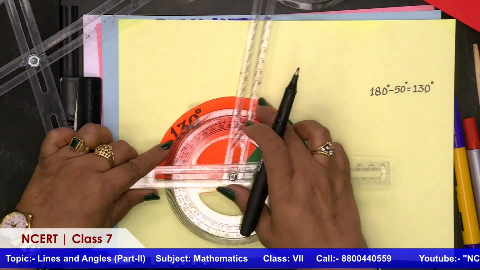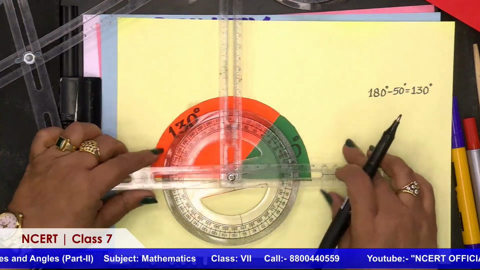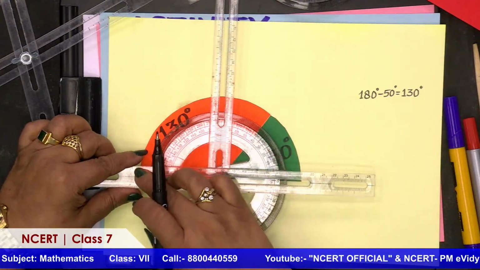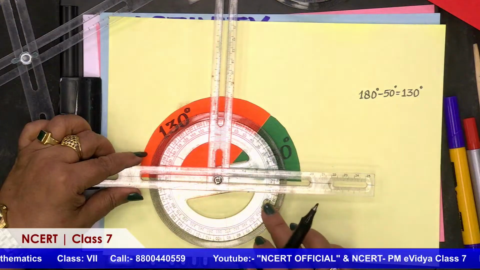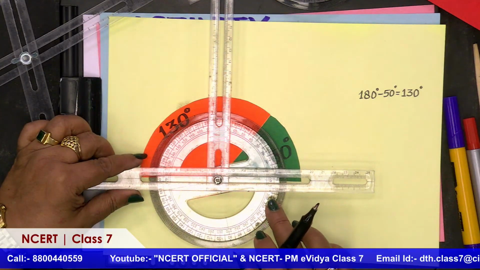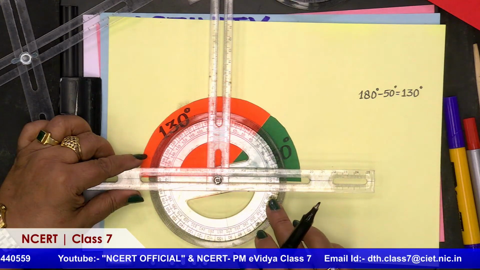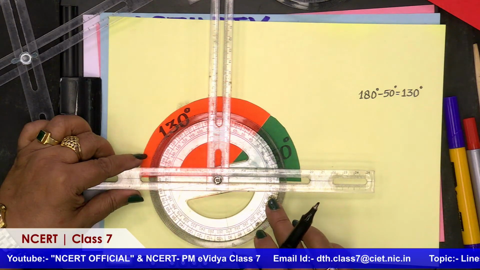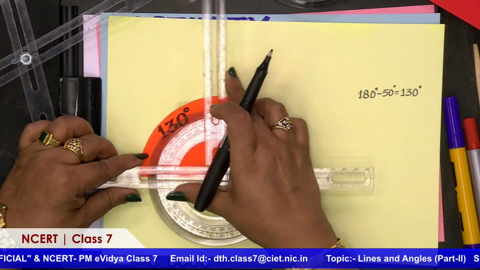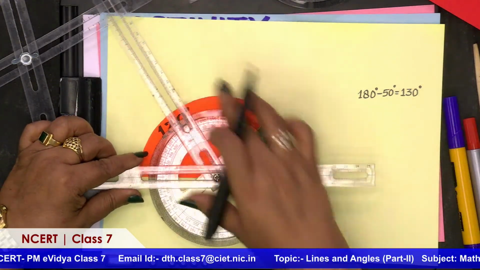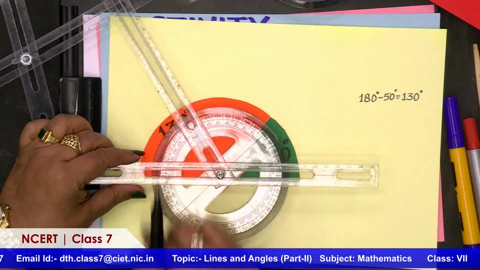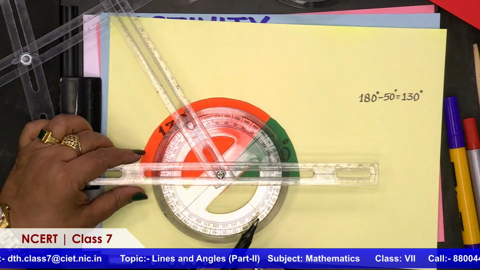And what happens when it comes to 90 degrees? This is 90, this is also 90. What do you call those angles when the addition of two such adjacent angles is equal to 90 degrees? We call them complementary angles. Right, children? Now, suppose I change this. See what happens. This becomes an obtuse angle, and this becomes an acute angle. I hope it is very clear to you.